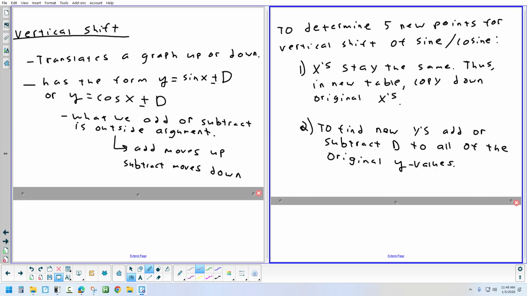Well, if the x's are going to stay the same, then the y's are going to change. The y values are going to be, we either add or subtract to the originals. But don't do the opposite. If you see a plus 3, do a plus 3 to all the y's. If you see a minus 5, do a minus 5. Don't do the opposite if you want to get it right.